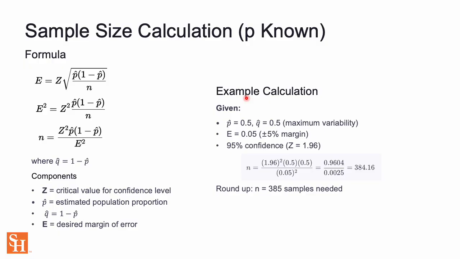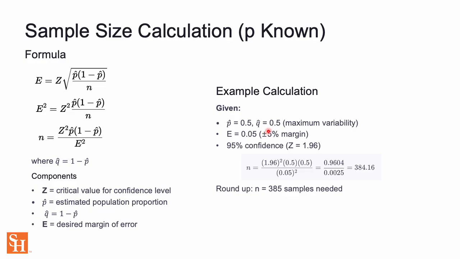So as an example, say we have p hat equal to 0.5 and q hat equal to 0.5, and say our margin of error is 0.05. Then for a 95% confidence interval, which you can usually use for the calculation of the sample size, we know the critical value associated with that is 1.96, right? And by plugging in all these values, you can calculate the desired sample size that we need to conduct the experiment, right?